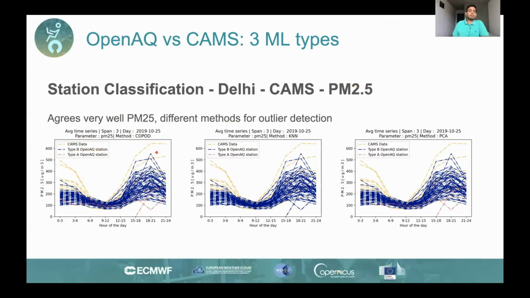So CAMS data very well agrees with the OpenAQ data in their spread as well as the diurnal cycle. And what we also see is that some of the methods here, COPOD and PCA, are able to find observable outliers easily, while KNN was not able to classify the data coming from these stations as an outlier.